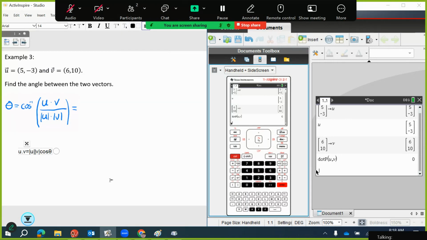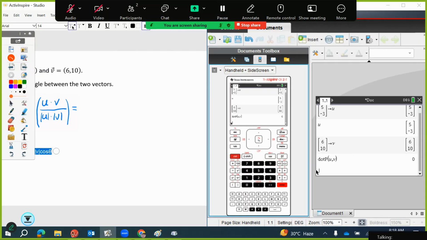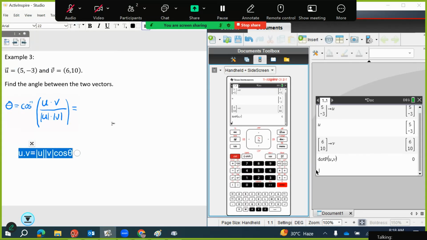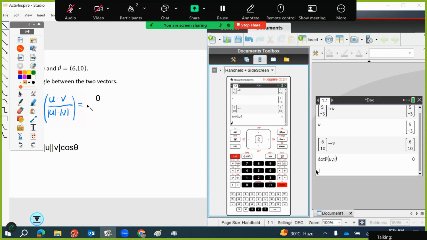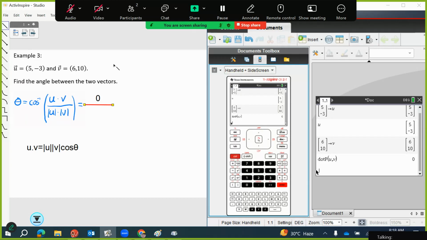Times the cosine of theta. So how can this statement be equal to 0? There is only one possibility for that, and that is if the angle between them is 0. So in this case, we have 0 on the top. That means that the angle between these two is going to be 90 degrees. We could stop there. I'm going to continue on showing you some routines on your calculator a little bit further.